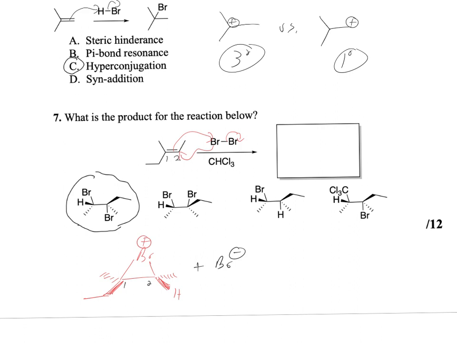And it's always going to be a trans type addition. But it's always going to go for the more substituted carbon. And that's what's going to give you this trans bromine product. If it was protic solvent, it would also go for the same carbon, doesn't matter. But it's always going to go for the more substituted carbon.